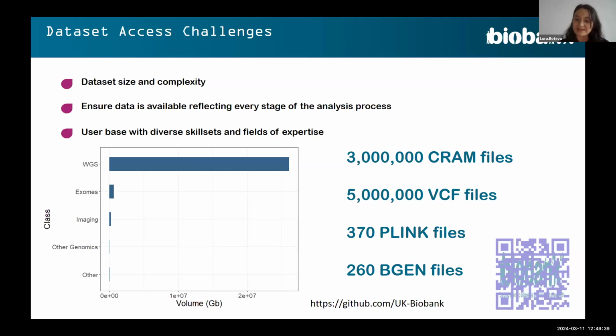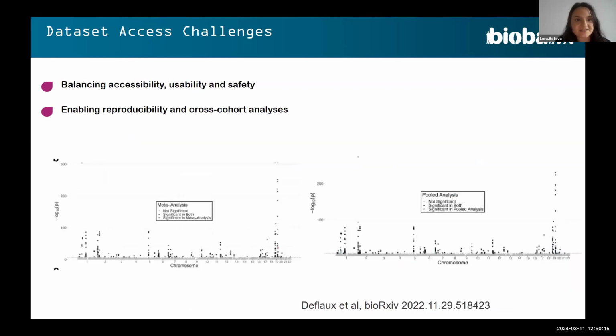We have PLINK and BGEN files, which again are focused on the variation, but they're designed to be used with particular pieces of software. And of course, we always try to make sure that this data is available as well to researchers that may not have a bioinformatics background, but might be interested in incorporating some of that data within their analysis. We tend to do that through tools developed in-house that we publish on public repositories like GitHub. This is one way that we try to address the fact that we have a user base that is quite diverse in terms of skill sets and fields of expertise.